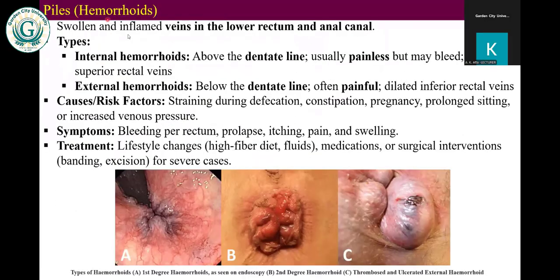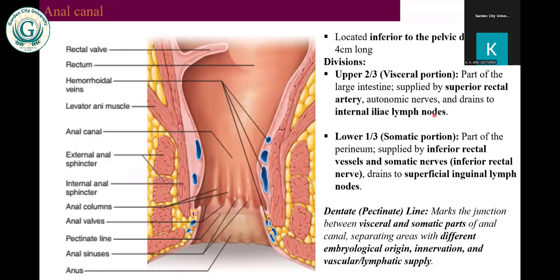So piles or hemorrhoids are swollen and inflamed veins in the lower rectum and anal canal. Internal hemorrhoids are above the dentate line, and they are usually painless. Why are they painless? They are painless because they are supplied by autonomic nerves. Although they are painless, they may bleed. You see, the upper part is supplied by autonomic nerves, the lower part by somatic nerves.